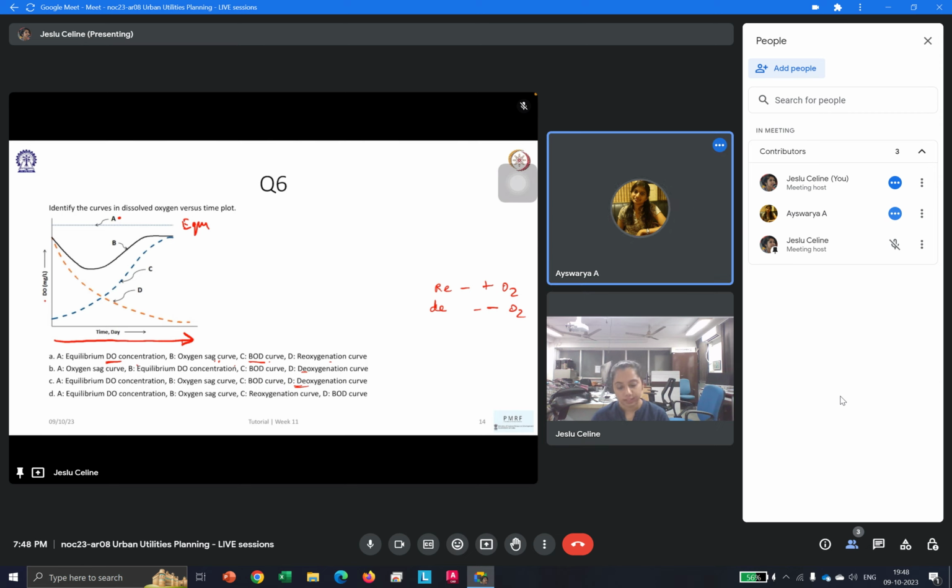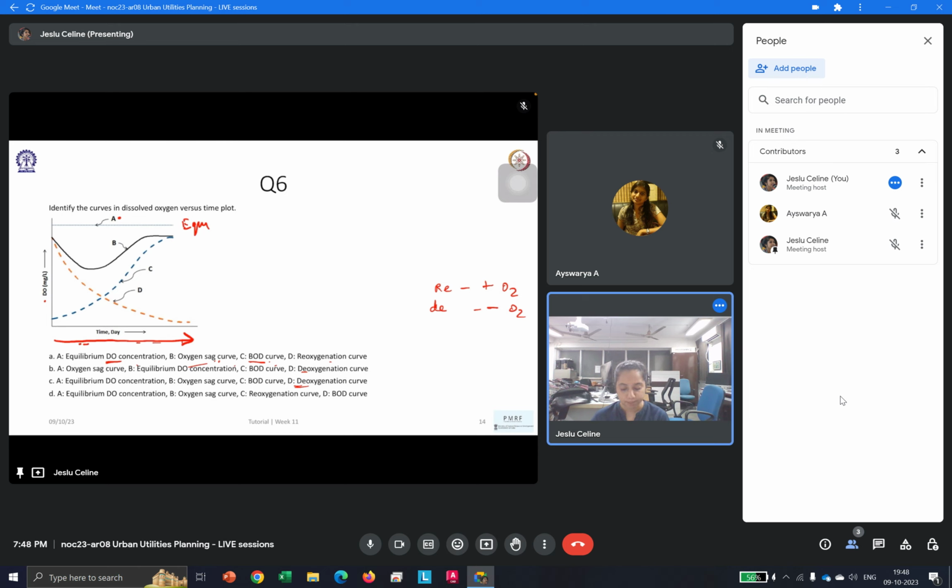Oxygen sag curve. Yes, very good. During the course of the day, as we saw in the treatment process or self-purification also, initially it's saturated, then it goes down, and when the active decomposition gets over, slowly it recovers. Some amount of oxygen is again dissolved, and finally it again reaches its normal saturated point. So correct, this is the oxygen sag curve.